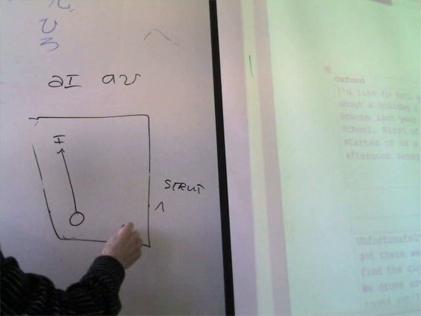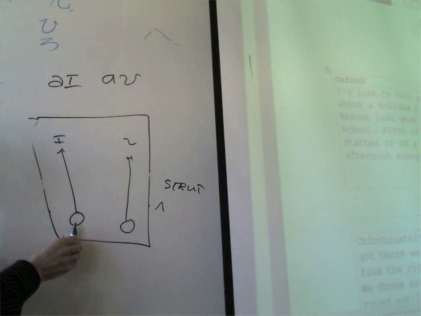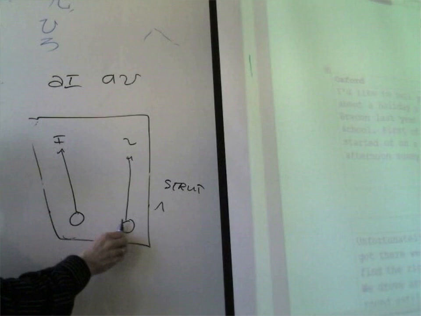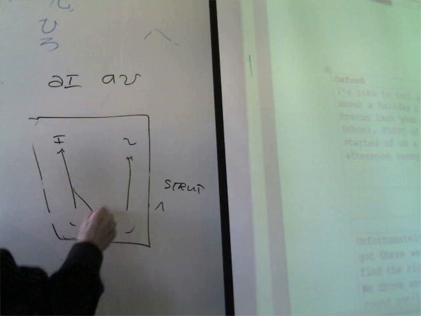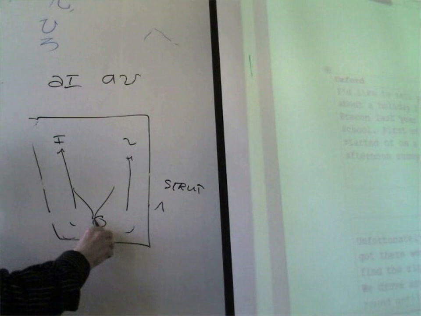So, price and house, I and ow. But usually what happens in RP today is that these two move together. They're like that. So price and mouth, because the mouth vowel has moved forward a little bit. But let's forget about the mouth vowel then.